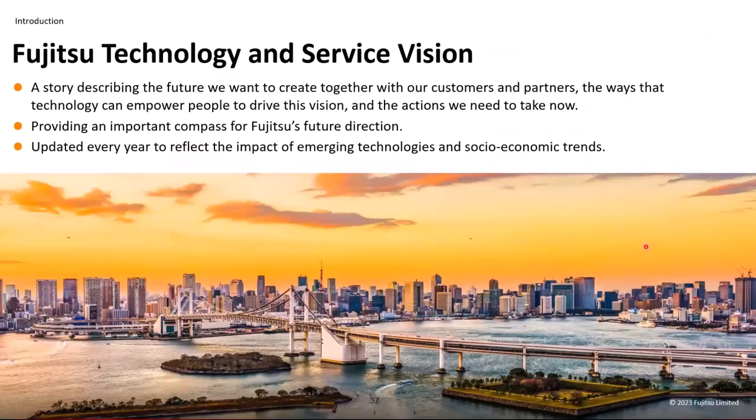Okay, finally, the Fujitsu Technology and Service Vision describes the future we want to create together with our customers and partners, the ways that technology can empower people to drive this vision, and the action we need to take now. FT and SV is also providing an important compass for Fujitsu's future direction to Fujitsu employees. We are updating it every year to reflect the impact of emerging technologies and social and economic trends. The FT and SV for 2023 was announced recently. If you are interested, please refer to it.